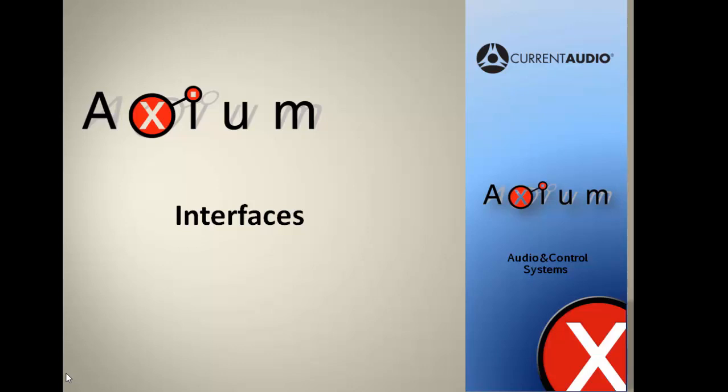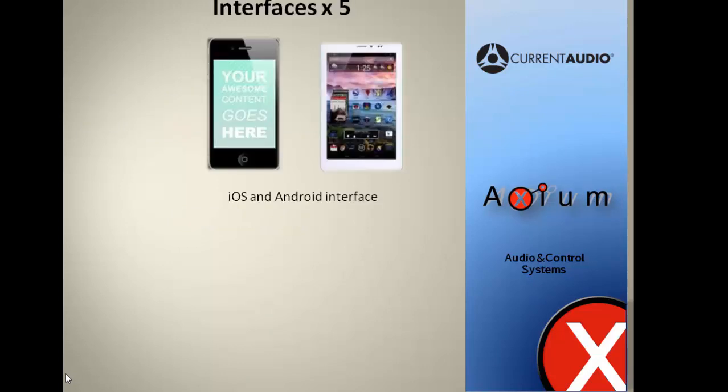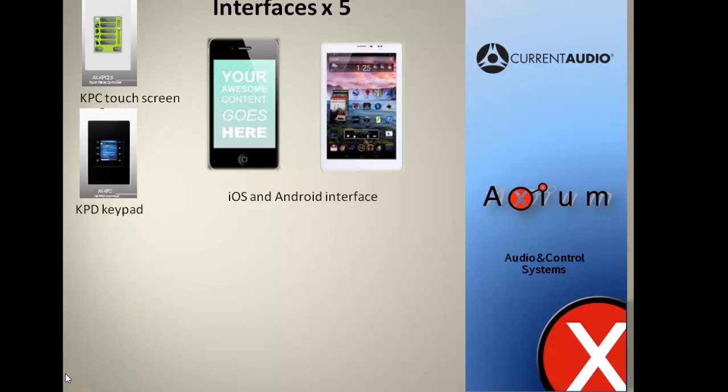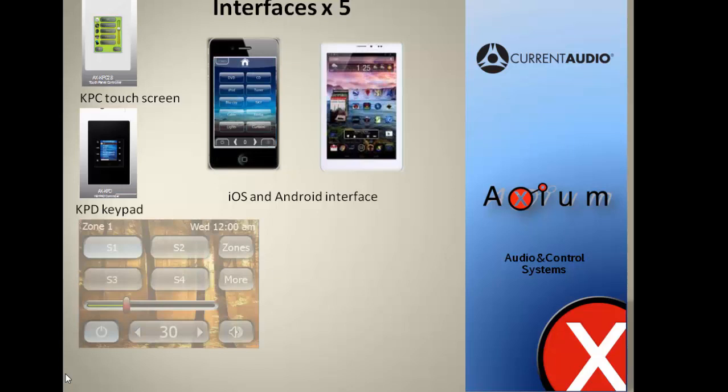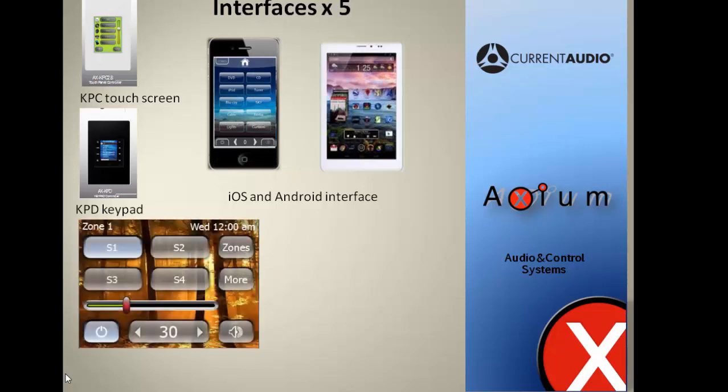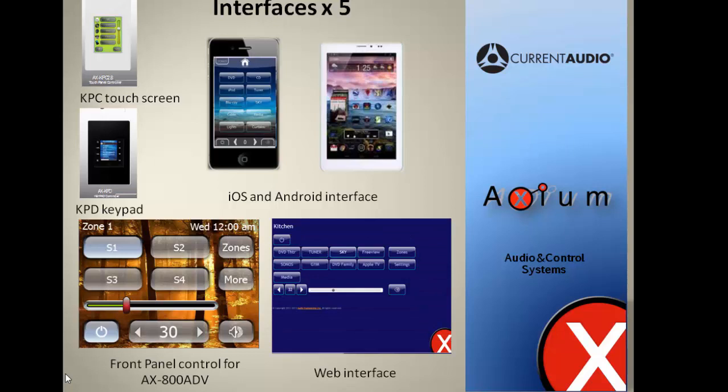Let's talk about some of our interfaces. We have 5 ways to actually operate your system. We have the iOS and Android interfaces. We have KPC and KPD keypads, as well as you have the front panel on the AX800. The front panel is exclusive to the AX800 only. The AX400 will not have a front panel interface. And you have the web interface.